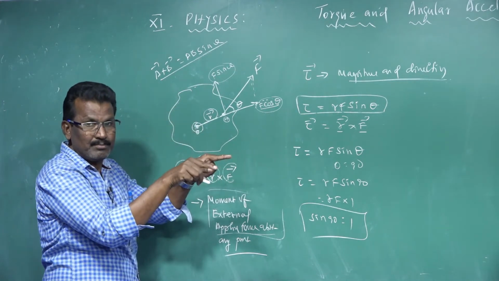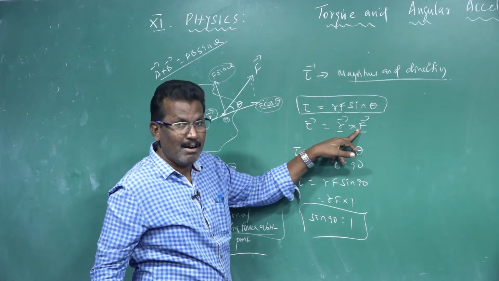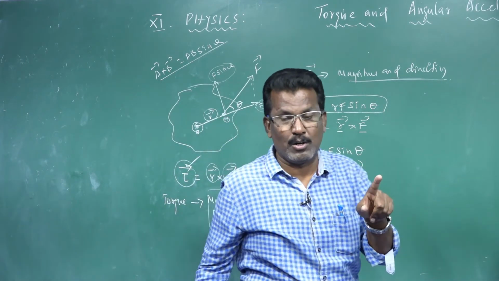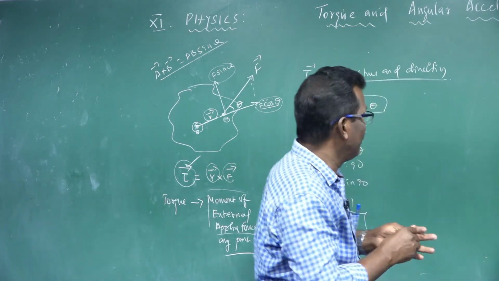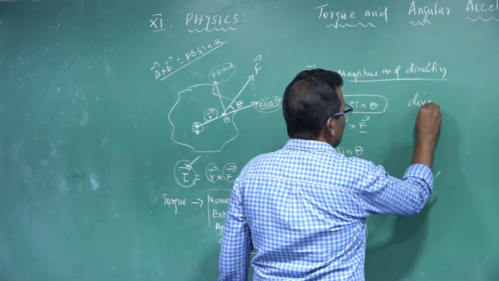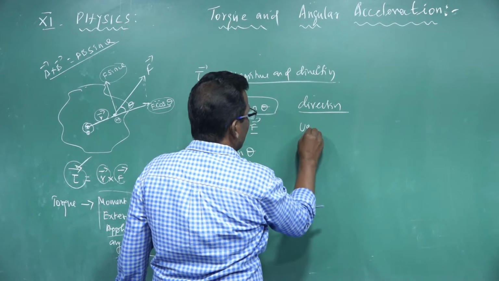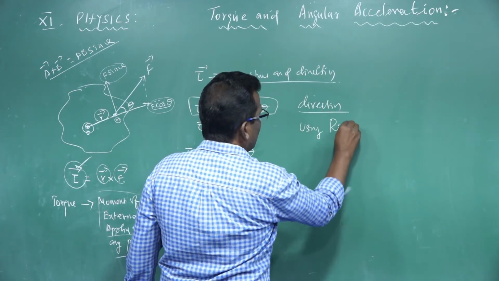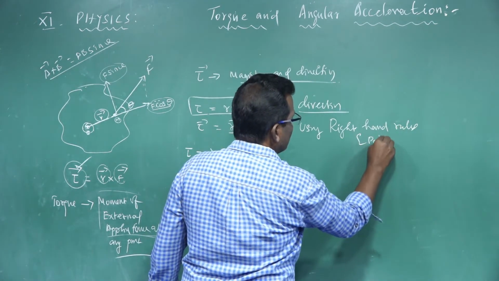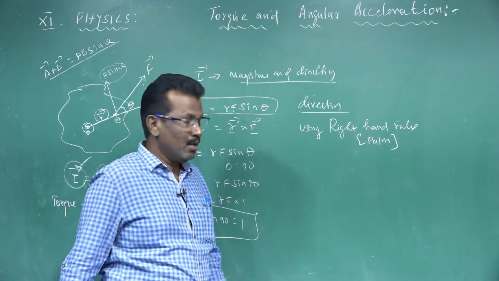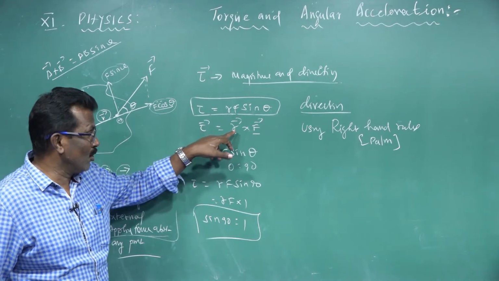What is the direction of the torque? It is perpendicular to both R and F. The direction of the torque can be easily determined with the help of the right hand palm rule. That means the right hand rule, a palm rule. The direction of the torque is perpendicular to both the R vector and the F vector.